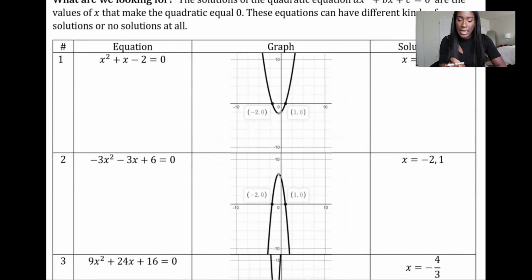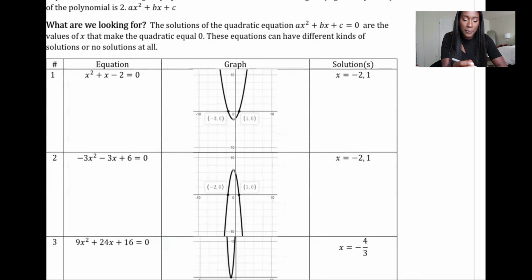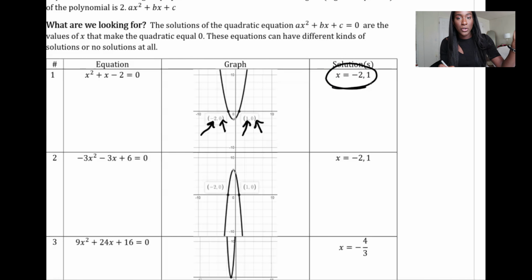So in the first example, we have the equation x squared plus x minus 2 is equal to 0. This is what the graph of the quadratic looks like right here. On the graph, we can see that when x is negative 2, we get a y value of 0, and that when x is 1, we get a y value of 0. So the two solutions are negative 2 and 1. Remember, we're looking for the x values that would make y 0.